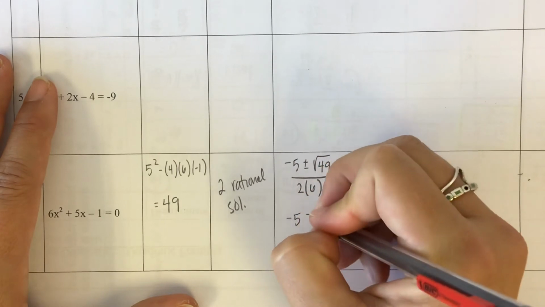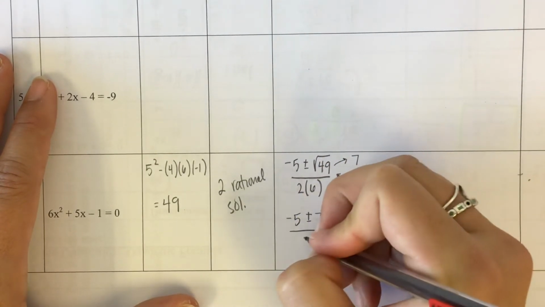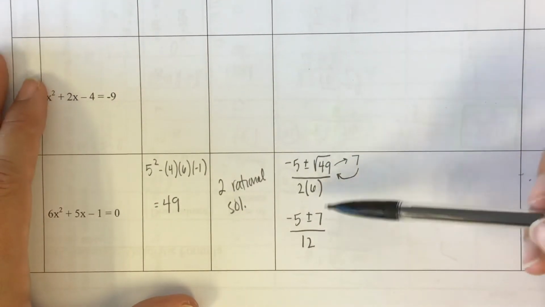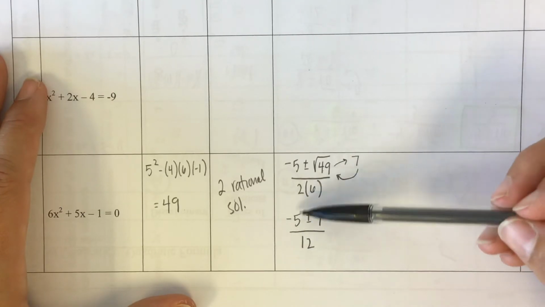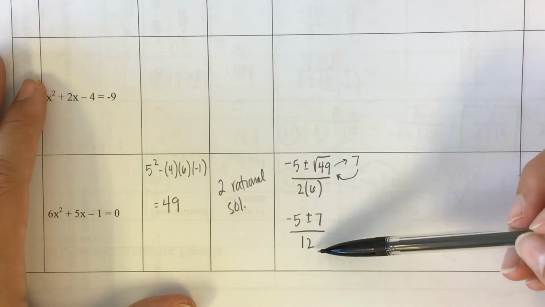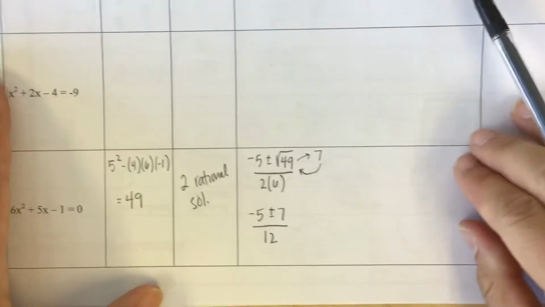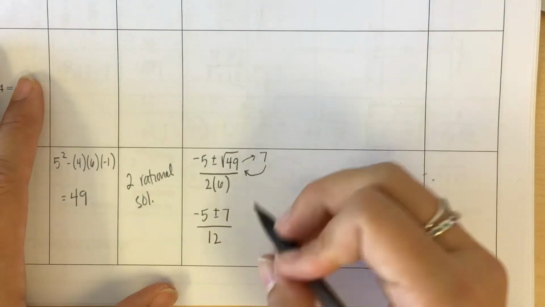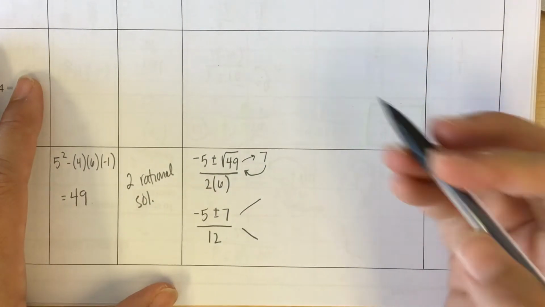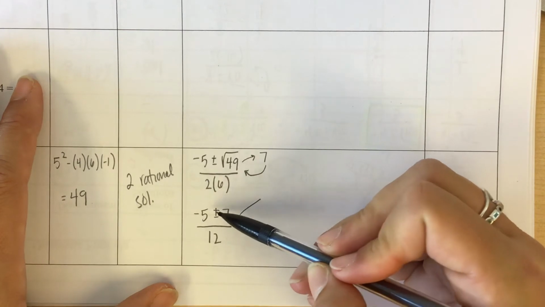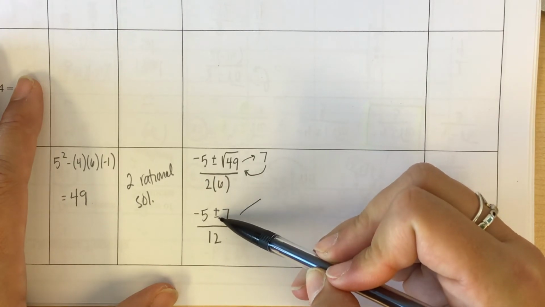So negative 5 plus or minus 7 divided by 12. Now, notice that I have no radical left. So that means I can get down to 2 answers, right? 2 numbers. So we have to split this, okay? We need the positive version or the plus version, and we also need the minus version.